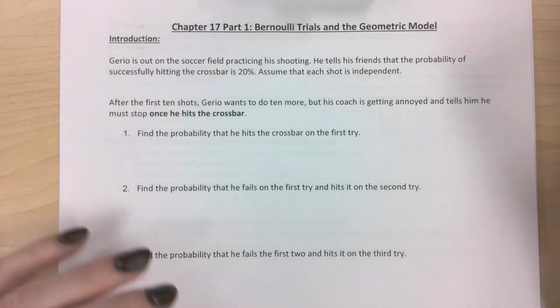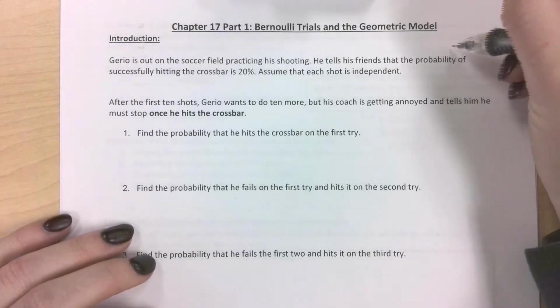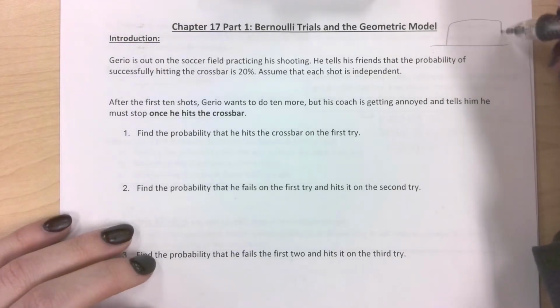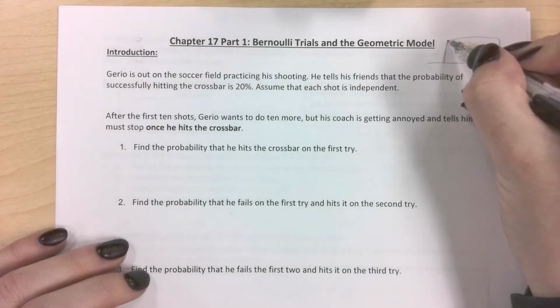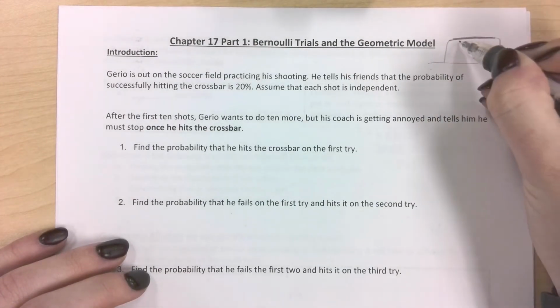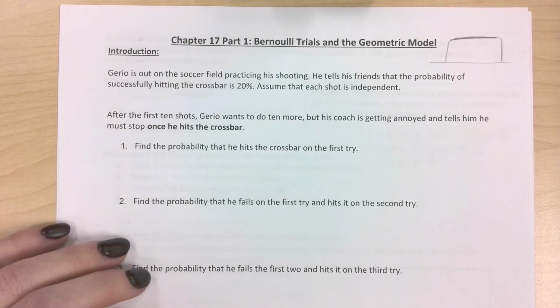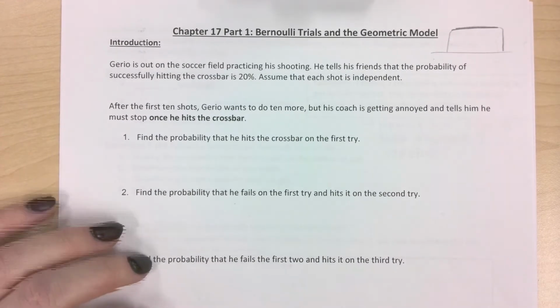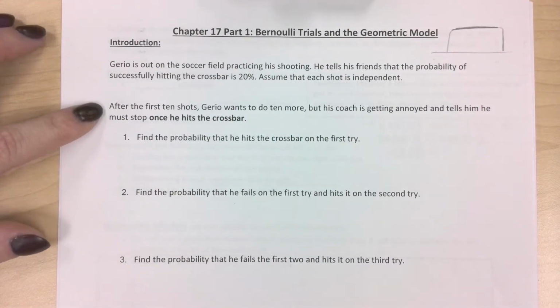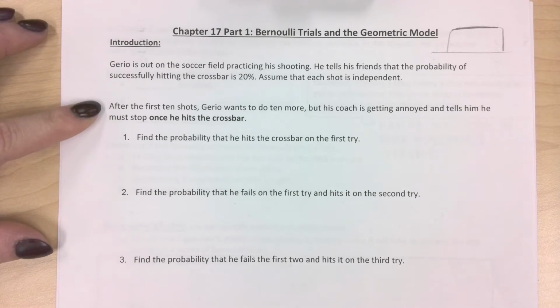For my non-soccer player friends out there, the soccer goal looks something like this. Okay, the crossbar is this top bar. So Jerrio's trying to hit this top bar with the soccer ball. After the first 10 shots, Jerrio wants to do 10 more, but his coach is getting annoyed and tells him that he must stop once he hits the crossbar.